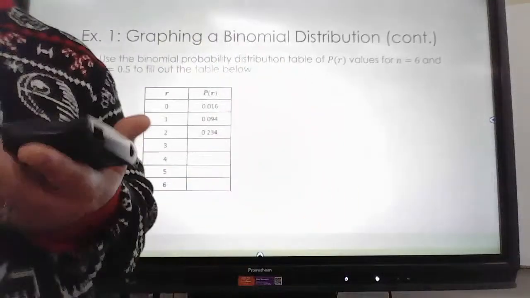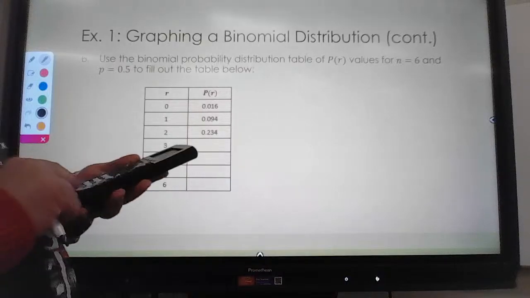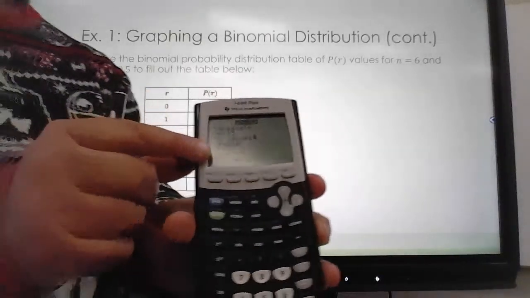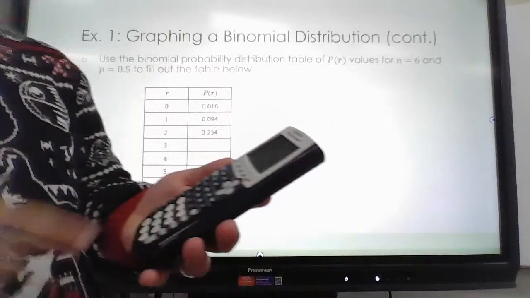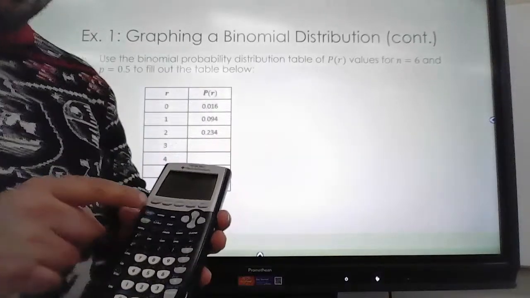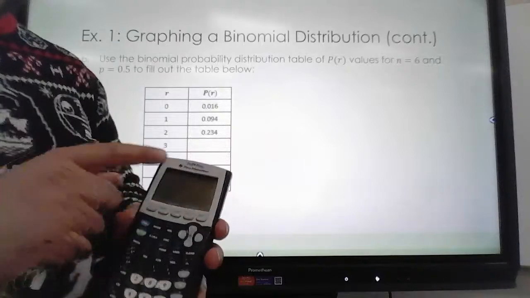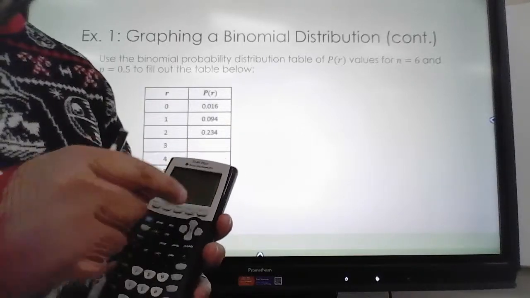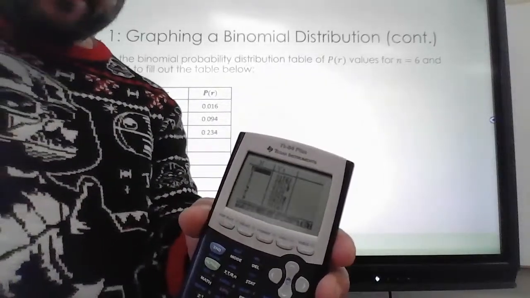We'll click that. There are 6 trials. Our value of p is 0.5, and for the x value, we're going to put X in its place, so that we can easily find on our table each P of r for each value of X. Before we do that, we're going to press paste to make sure it goes in our function. Second graph, and then there we go. Those are each of our probabilities.